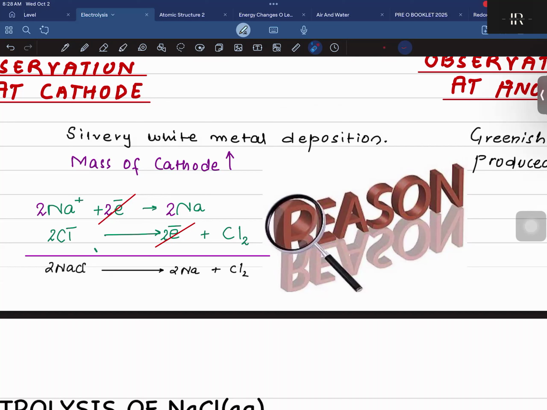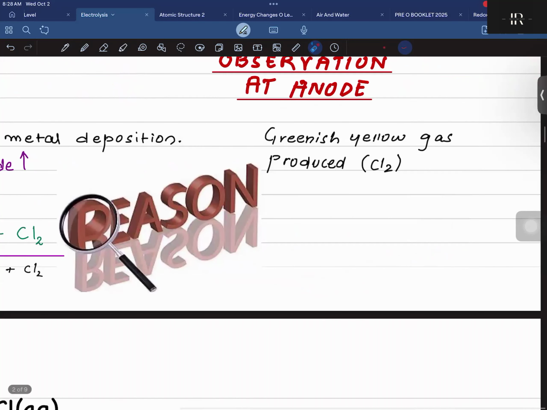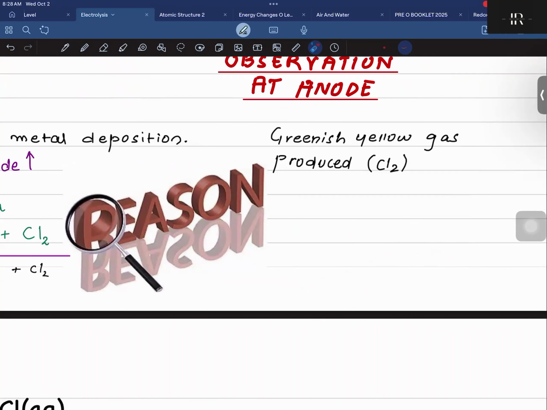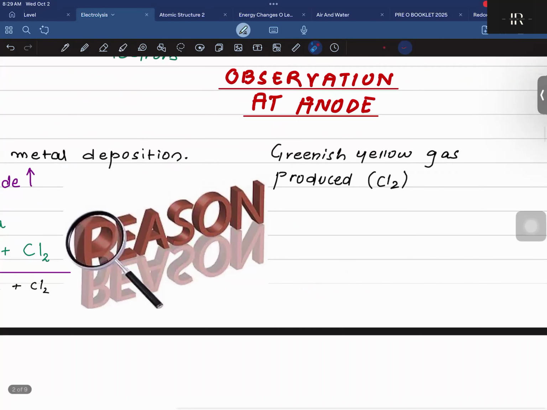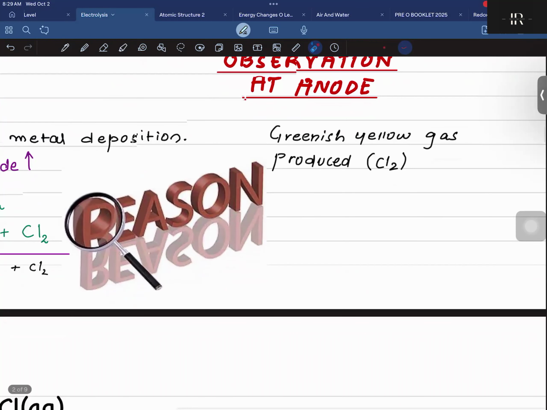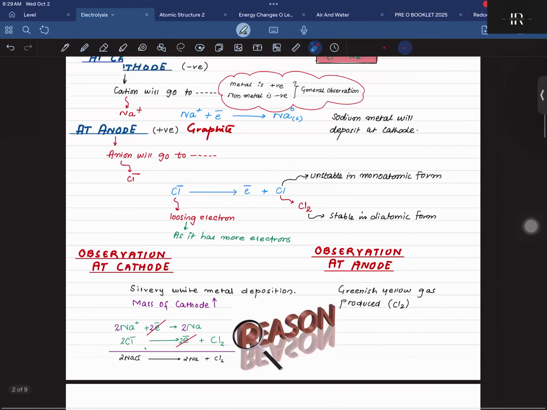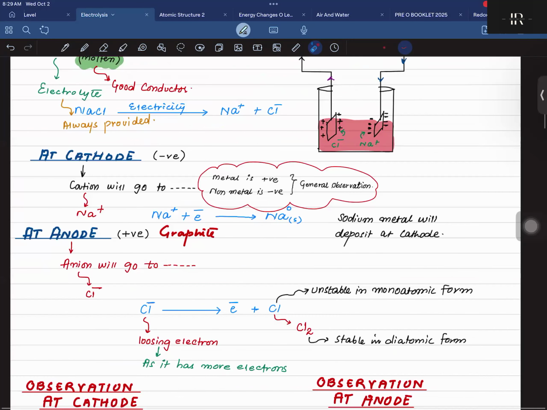And at the anode, chlorine gas is produced. What's the color of chlorine gas? You will say, sir, pale green color. Yes, you will see the pale green color of the gas that would be observed at the anode. Greenish yellow gas, pale green gas, that's the same thing. So pale green gas is observed at the anode. These are the observations that you need to know. That's all for the electrolysis of sodium chloride in the molten state.